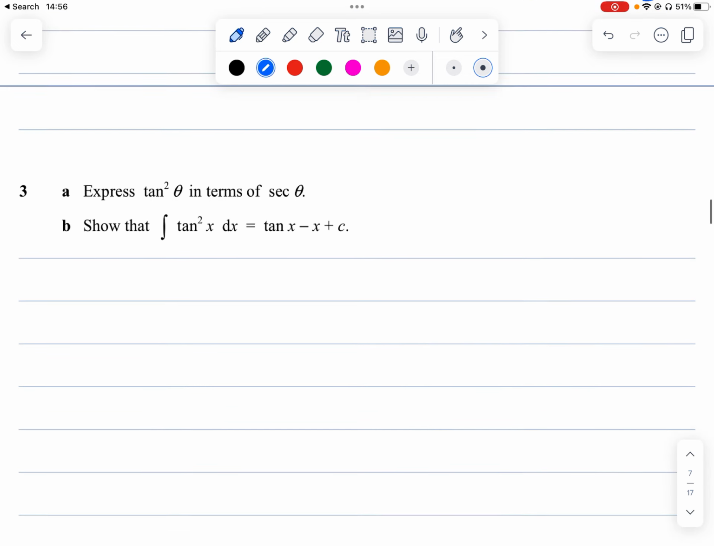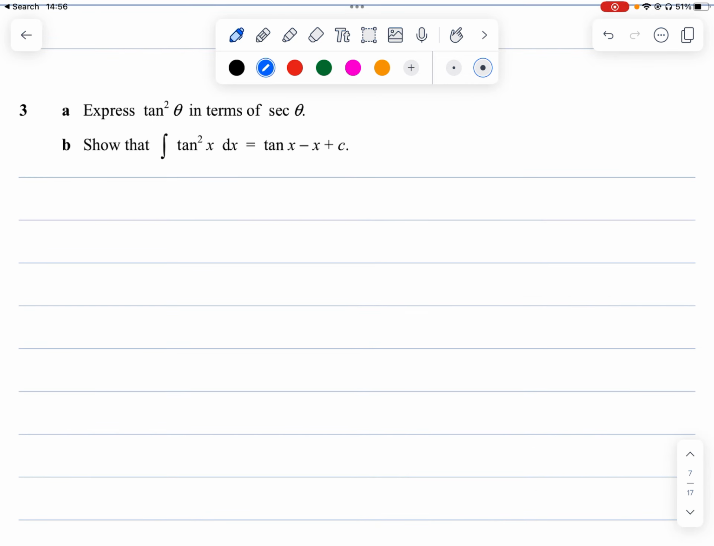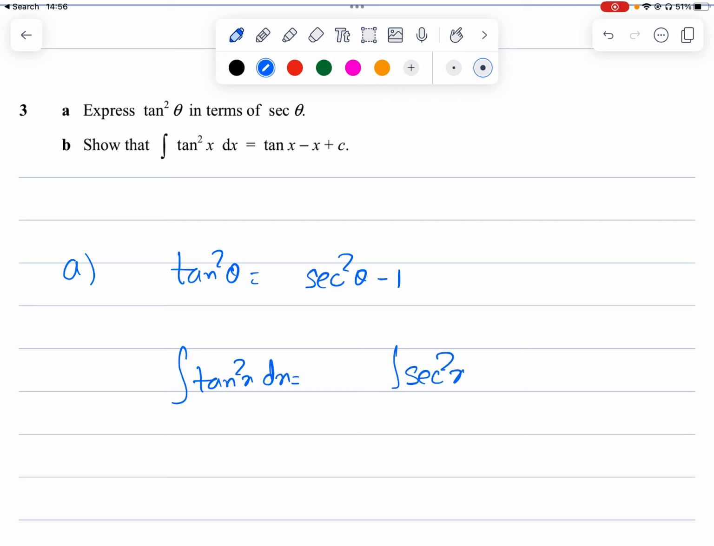Question number 3. Express tan square theta in terms of secant theta. Tan square theta equals secant square theta minus 1. Find the integral of tan square x. Tan square x dx equals the integral of secant square x minus 1 dx. What is the integral of secant square x? Tan x minus 1 integral, x plus c.